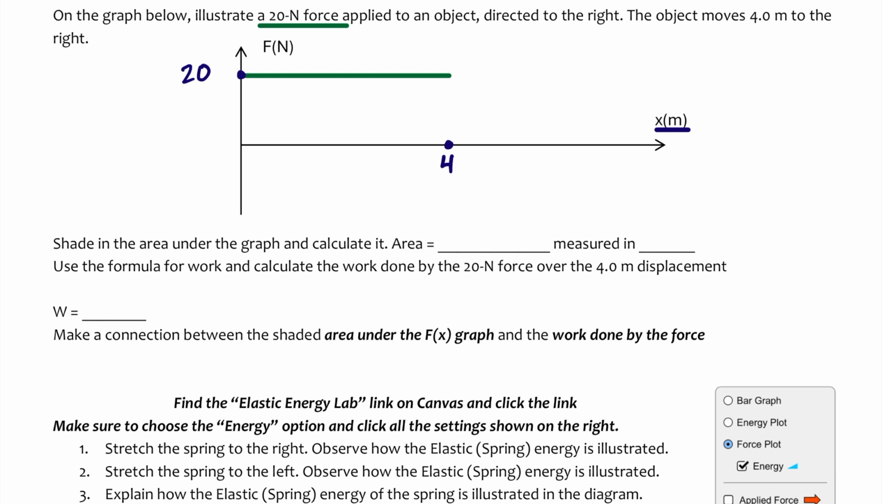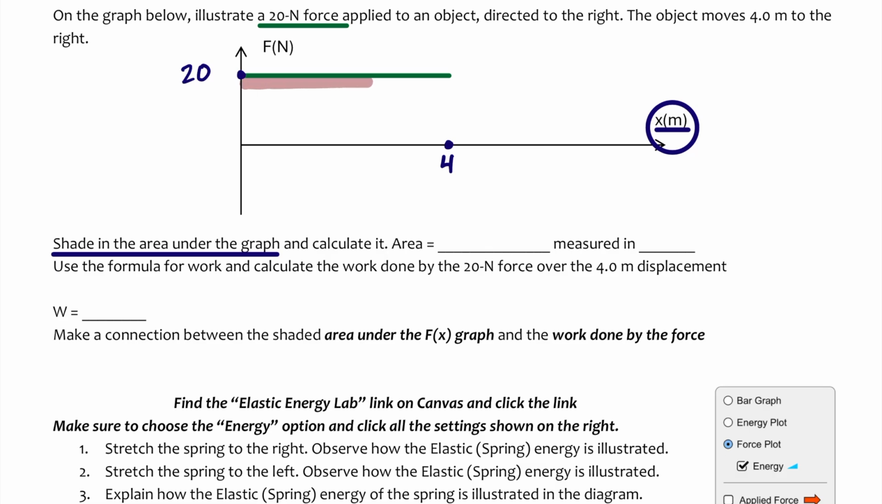Both of them are to the right. Both of them are positive. Then the next thing I'm asking you to do is shade in the area under the graph. When we talk about under the graph, we mean between the graph line and this horizontal axis. That is what is meant by the area under the graph.